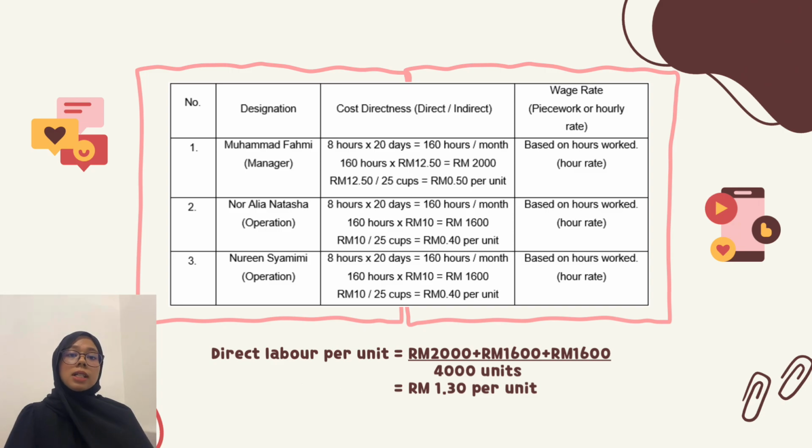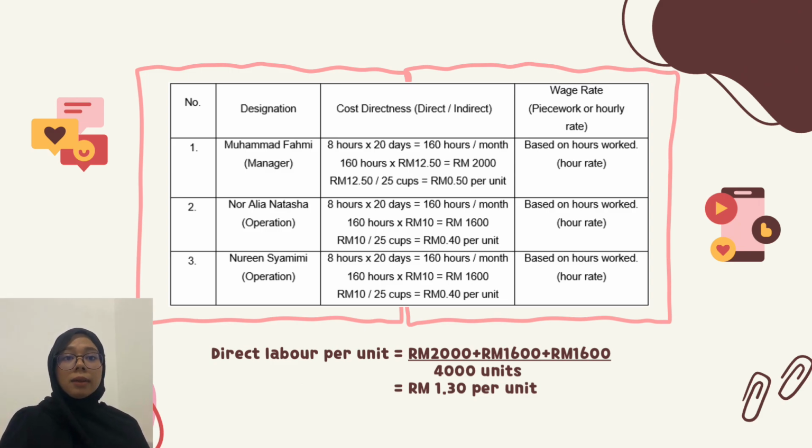And then for the operation team, the wage rate is also based on the hourly rate. So same as the manager, you will get 160 hours per month. The 160 hours times the hourly rate of the operation, which is 10 ringgit, and you will get 1,600 ringgit for the whole month. And then the 10 ringgit times 25 cups, which is the target unit of sales for 1 hour, and you will get 50 cents per unit.